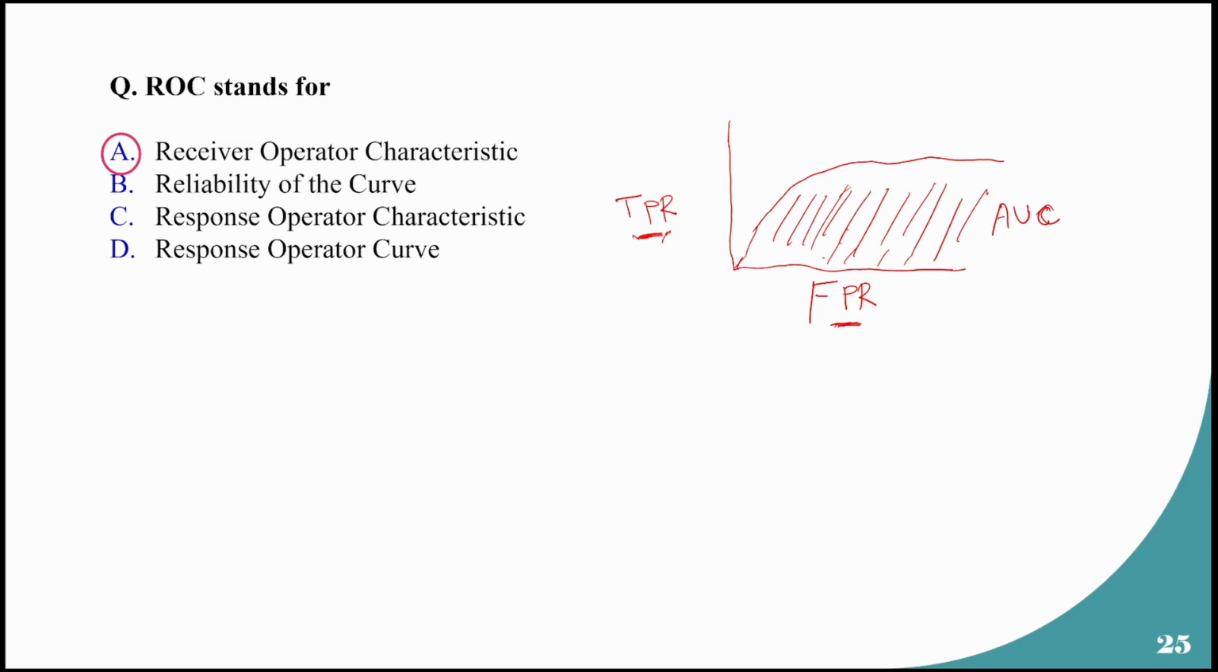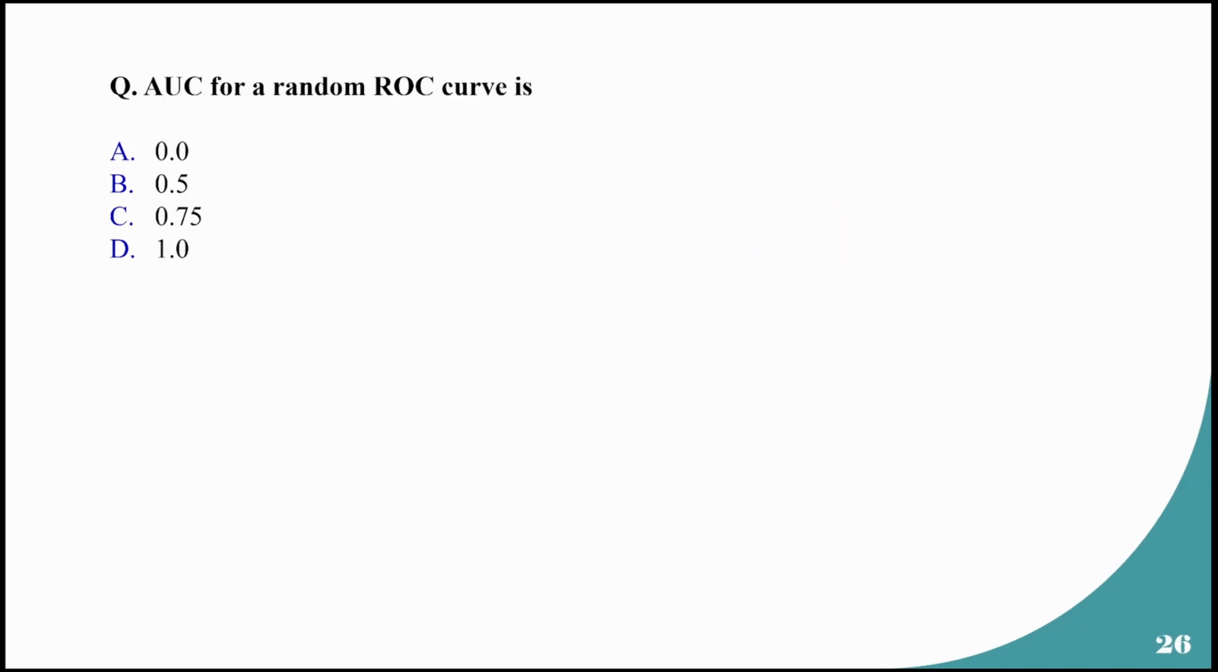Okay, so just based on this particular information, could you answer this question? For a random ROC curve, what will be the area under the curve? So remember that you have the true positive rate and the false positive rate, and then the AUC. In this case they are asking for a random ROC curve. Okay, so what do you think would be the answer in this particular case? Try to figure it out.